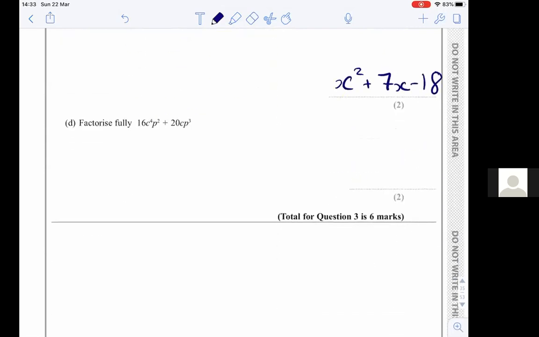So if I look at the numbers first, 4 goes into both of these. The smallest power of your c's is just 1c, and the smallest power of the p's is p squared. So this will go outside the brackets. What do I need to times this by to get 16? 4. What do I need to times c by to get c to the power of 4? C cubed. And I don't need to times p by anything at this stage.